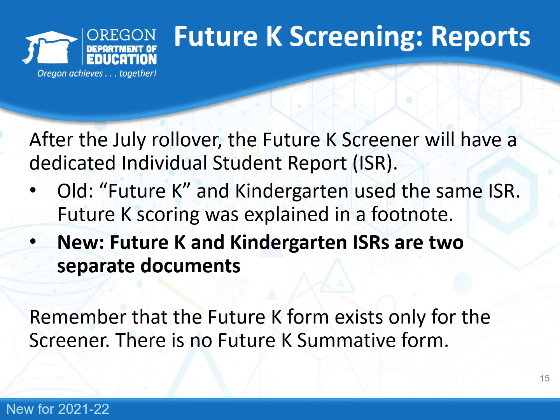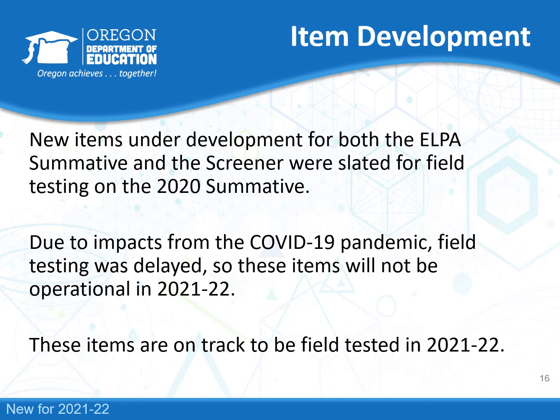In the 2021-22 school year, the Future K and Grade K screener forms will have separate individual student reports. These reports will be retrieved from the same place using the same procedure as in prior years. Neither students nor districts should notice much of a difference between these reports. In the past, I have mentioned new items under development for the ELPA screener. These items were not field tested in 2020-21, so they will not be operational in 2021-22.